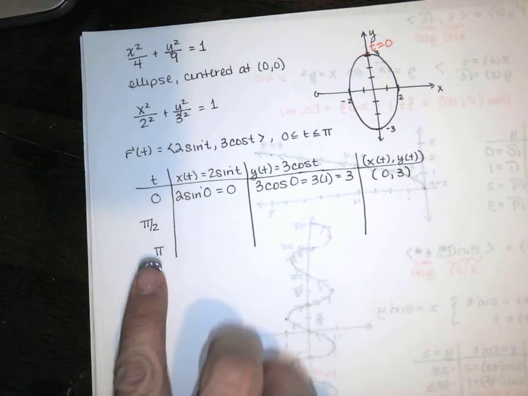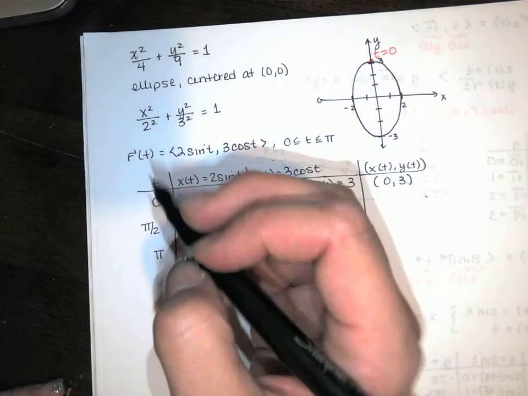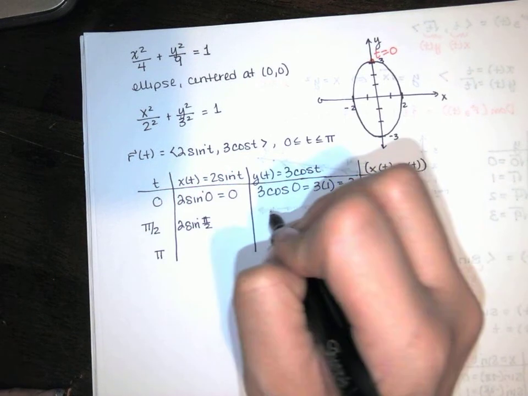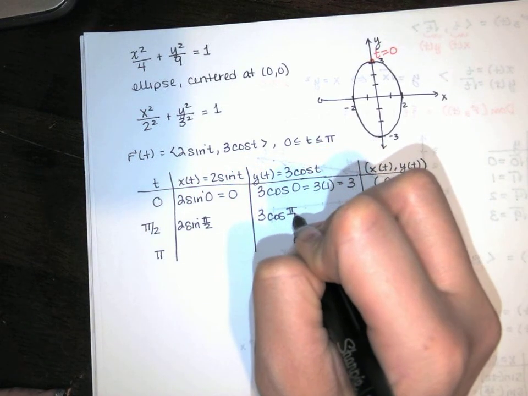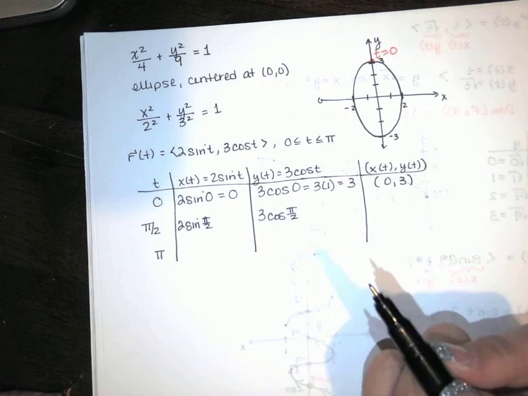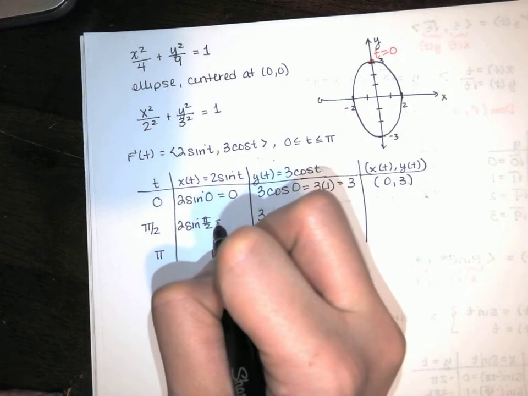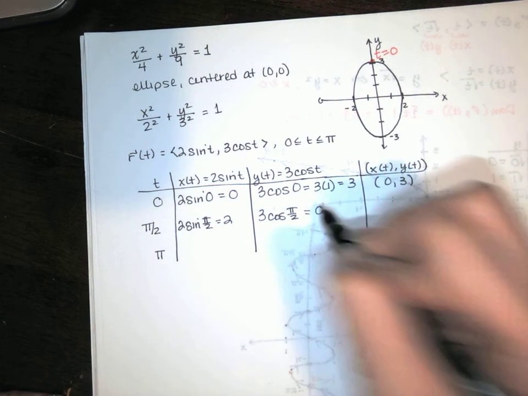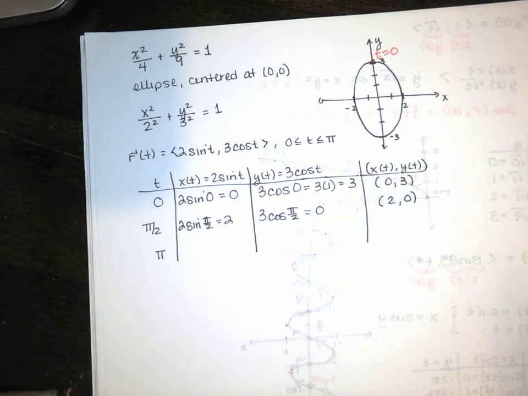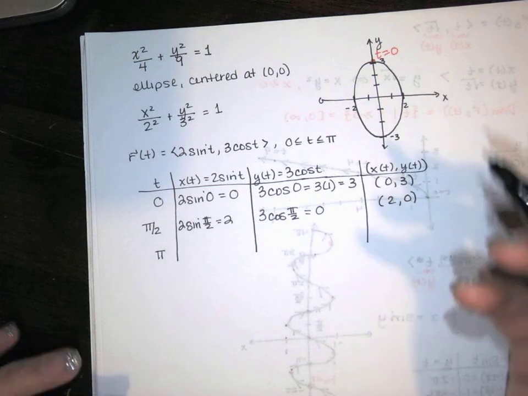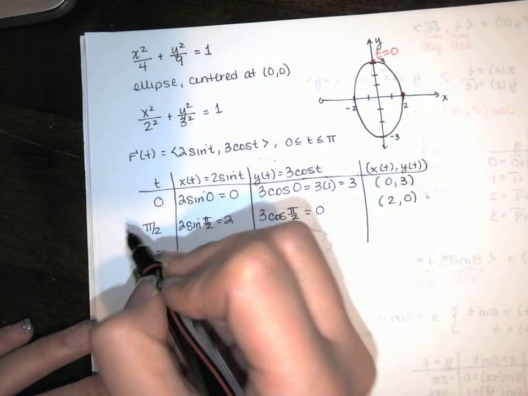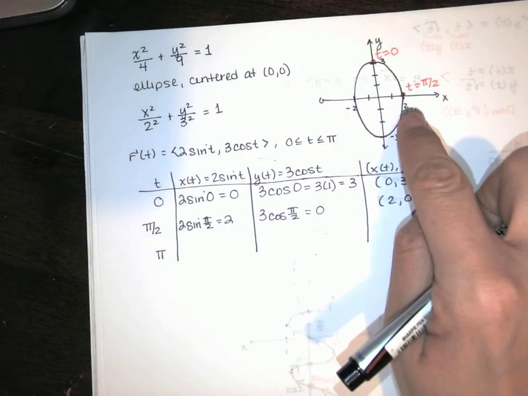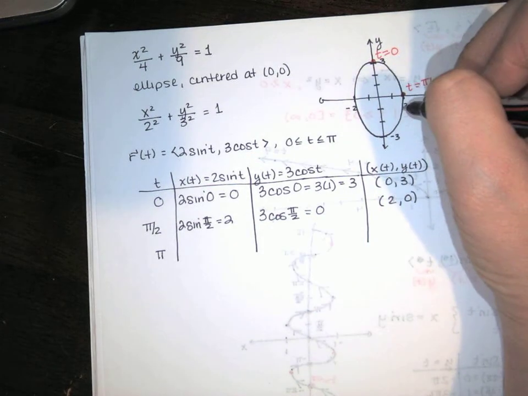Okay, question becomes, well, where am I at t equals pi over 2? Well, just plug it in. We're going to be at 2 sine of pi over 2 and 3 cosine of pi over 2. That's our x-coordinate and that's our y-coordinate. Sine of pi over 2 is 1. So we get 2 times 1, which is 2. Cosine of pi over 2 is 0. So we're at this location now, when x equals 2, y equals 0. And that's at t equals pi over 2. So we can think of that as pi over 2 seconds later, we're over here. It looks like we're going this way.